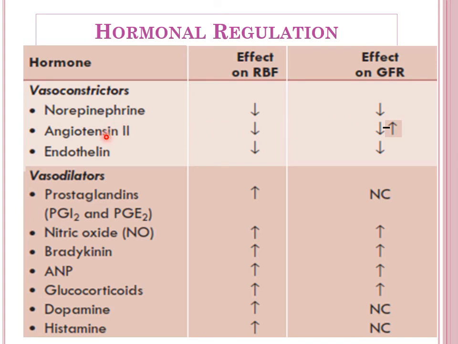Okay. Angiotensin 2 is also a vasoconstrictor, but predominantly initially it will cause the vasoconstriction of the efferent arterioles. So by vasoconstriction of the efferent arterioles, it will decrease the renal blood flow. But on the GFR, the effect may be dual. Initially, in low concentration, angiotensin 2 has a predominant effect over the efferent arterioles, but less effect over the afferent arterioles.